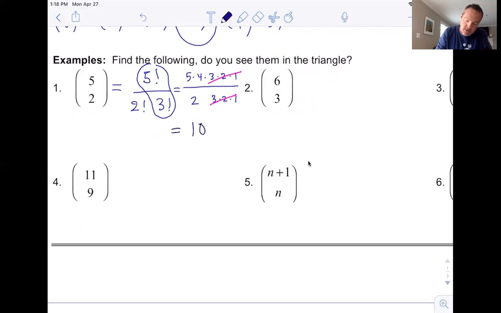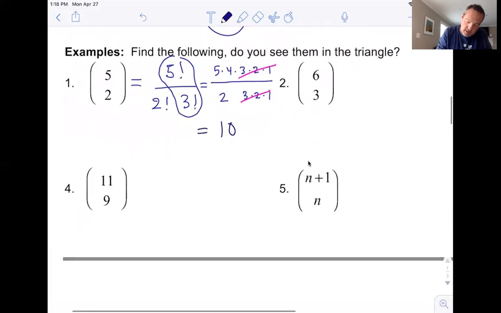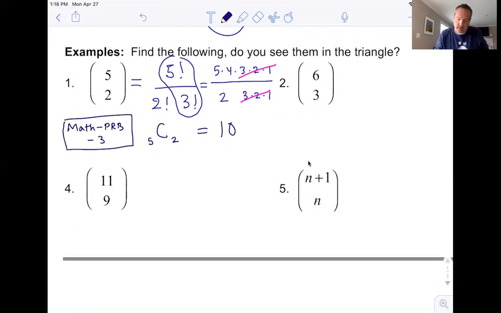Or again, on your TI-84 graphing calculator, you could type this in. The keystrokes are math, PRB. You toggle over to PRB and 3. That would be the button on your calculator, at least on a TI-84. It just so happened that 5 choose 2 was 10. It has nothing to do with 5 times 2 equaling 10.